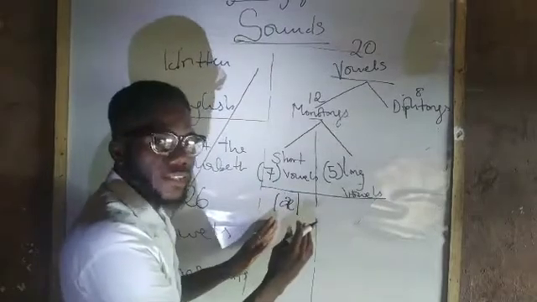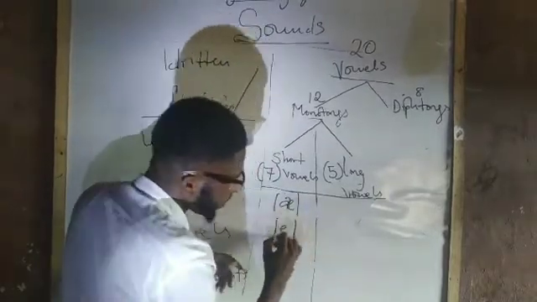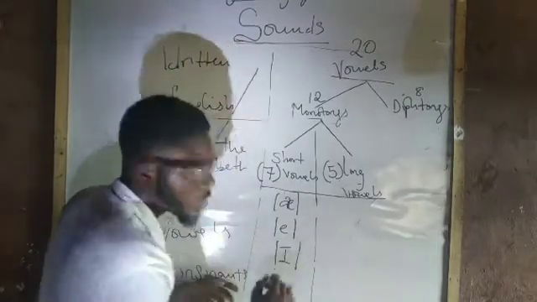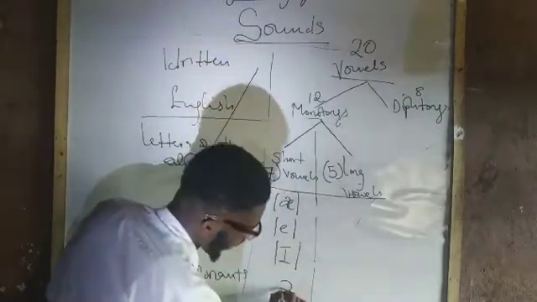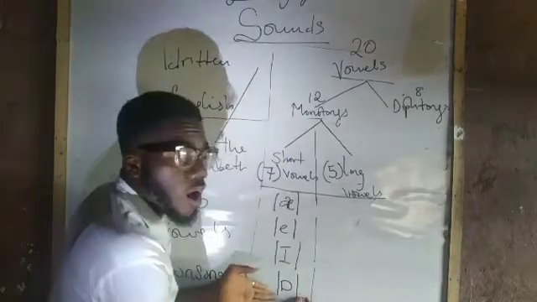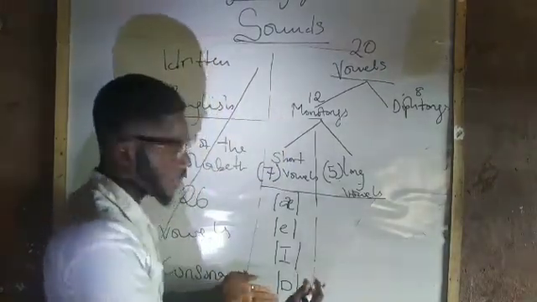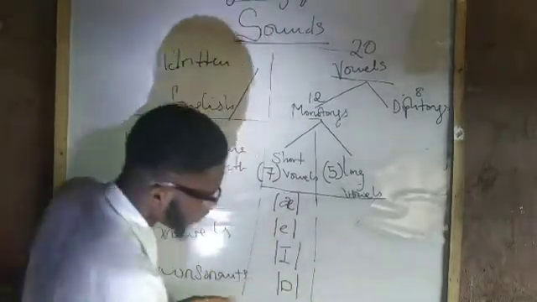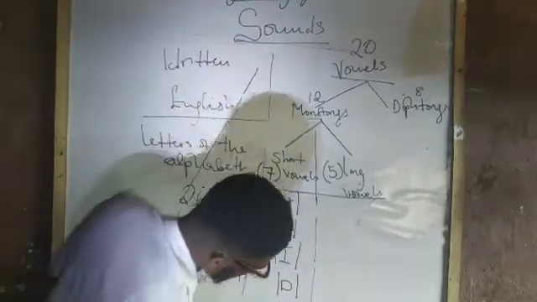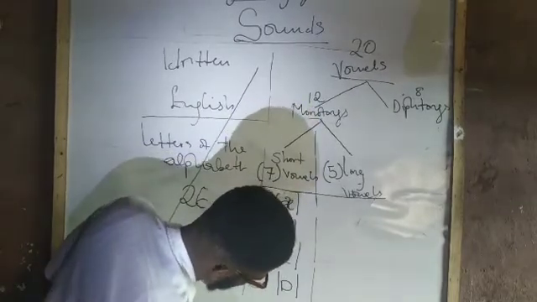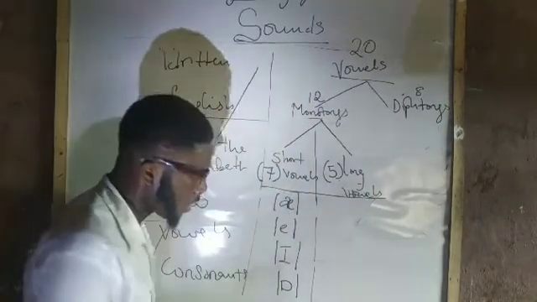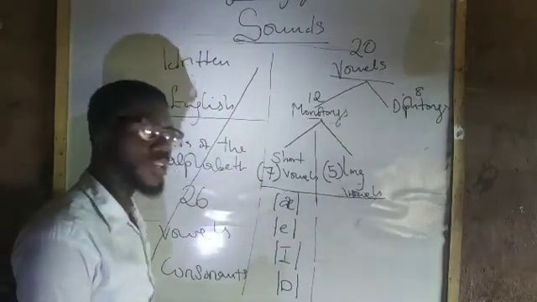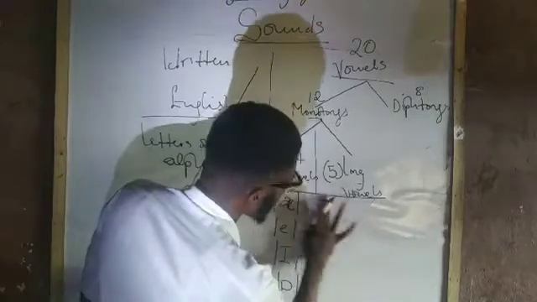the short A sound, the short E sound, the short I sound. You have the O sound, like in the word pot, the short O sound. There are 4 of them now. If you go further, you have the U sound, short one, because of course there is the long one. The short U sound.